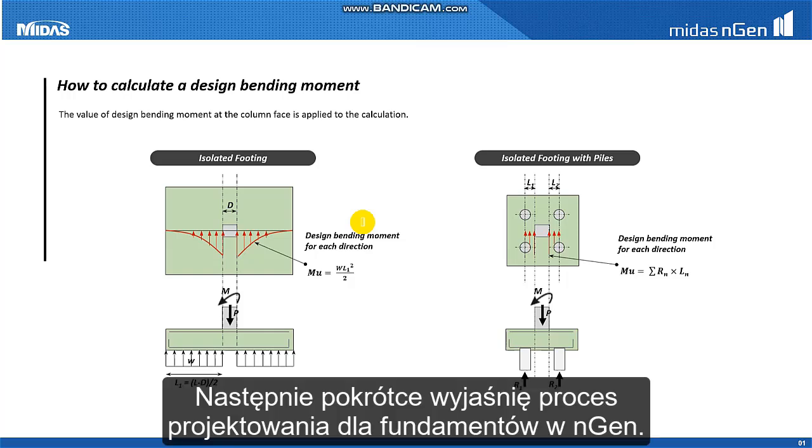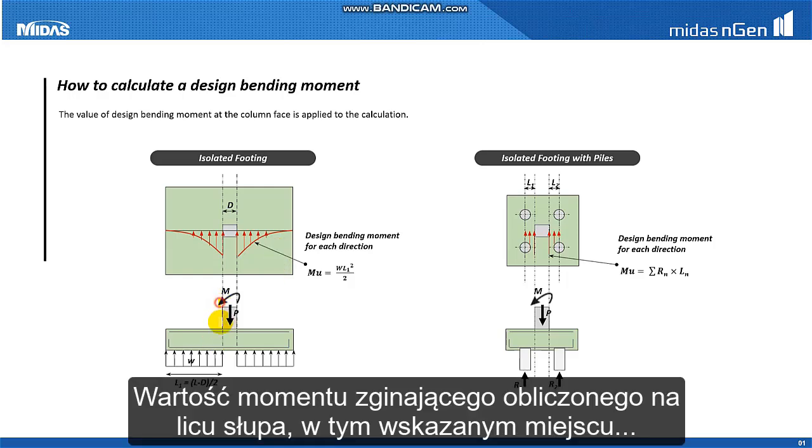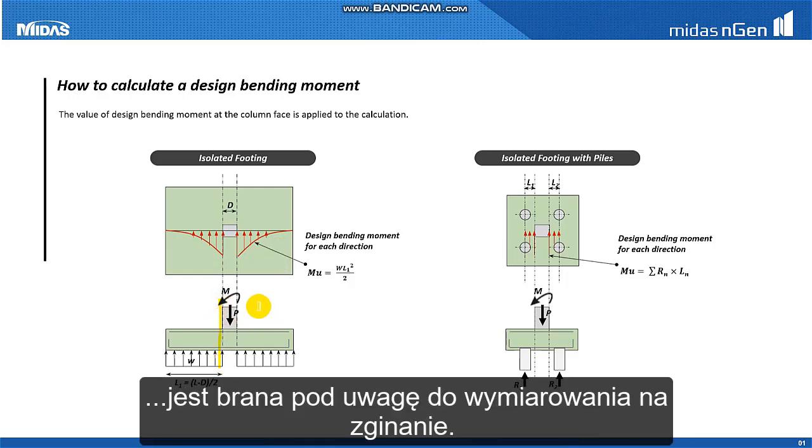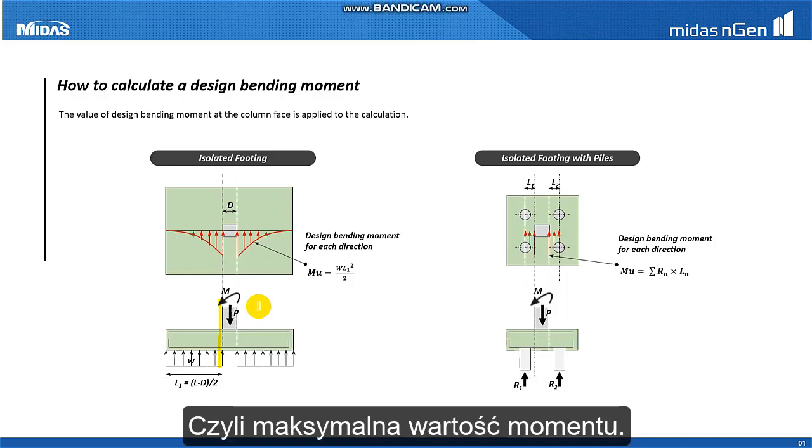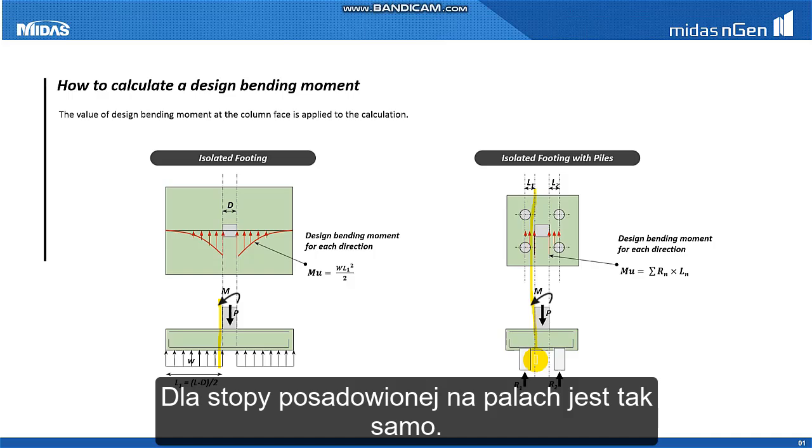Next, I will briefly explain the design of the base plate in nGen. The value calculated from the base of the column is used as the member force for flexural design. The pile footing is the same.